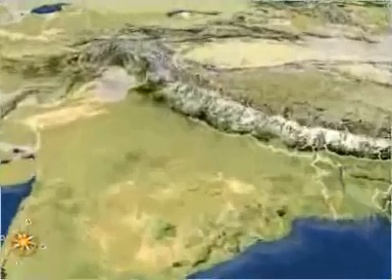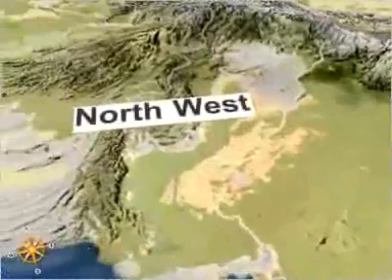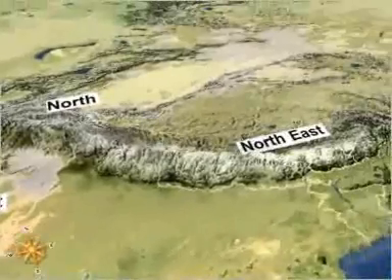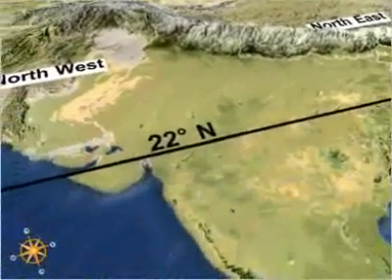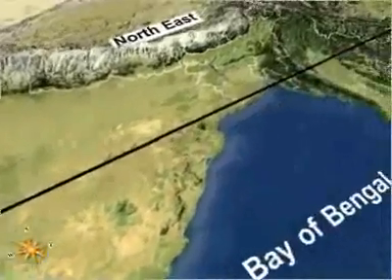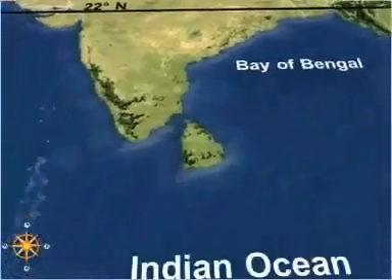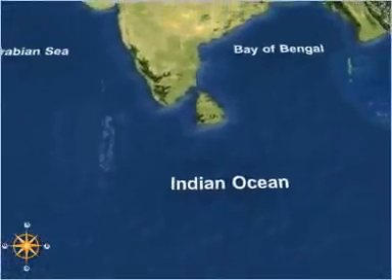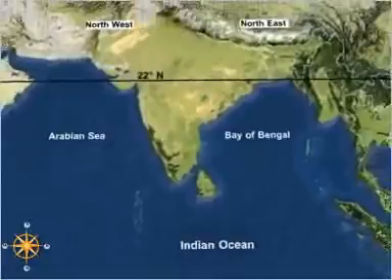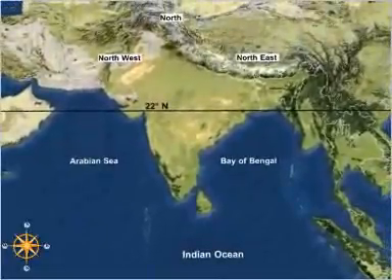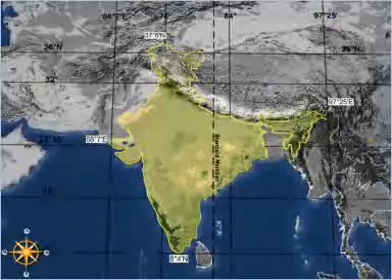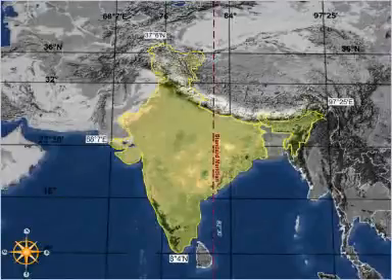India is bound by the Himalayan Mountains in the northwest, north and northeast. South of about 22 degrees north latitude, it begins to taper and extend towards the Indian Ocean, dividing it into two seas, the Arabian Sea in the west and the Bay of Bengal on the east. Here's a map showing India's extent and standard meridian.